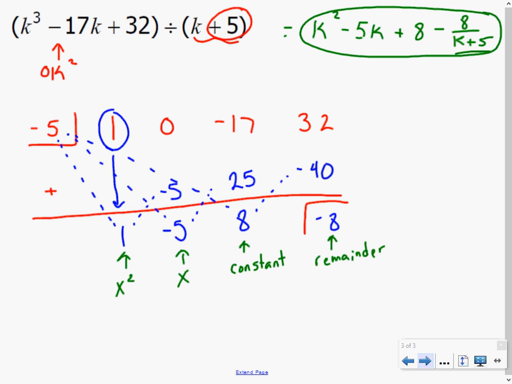So synthetic division is a very nice tool. It's a lot quicker than long division, but it doesn't always work. It only works if we have linear divisors with a coefficient of 1.